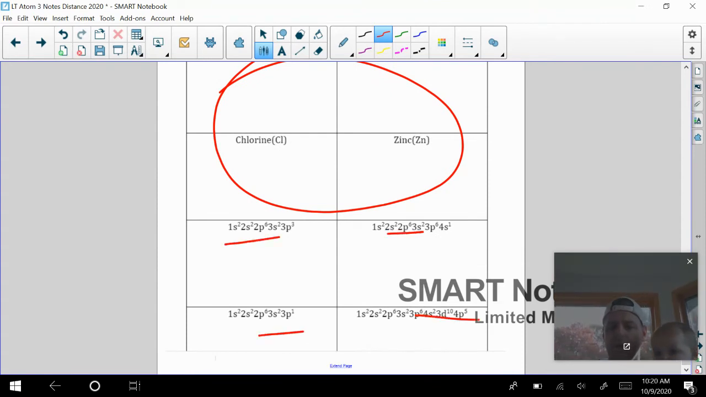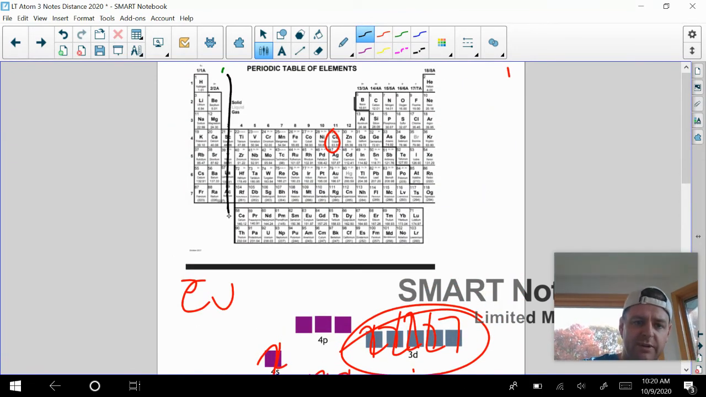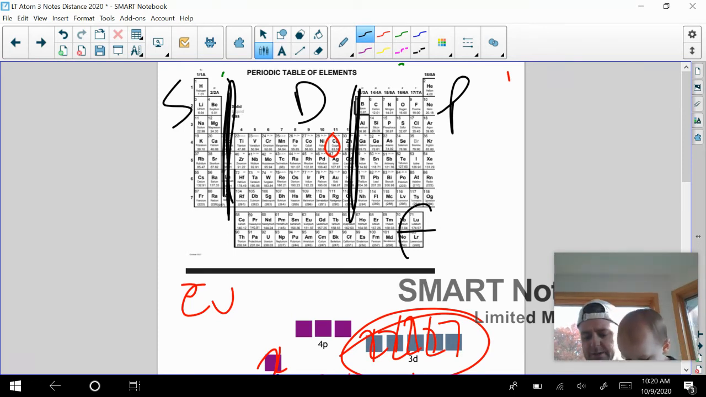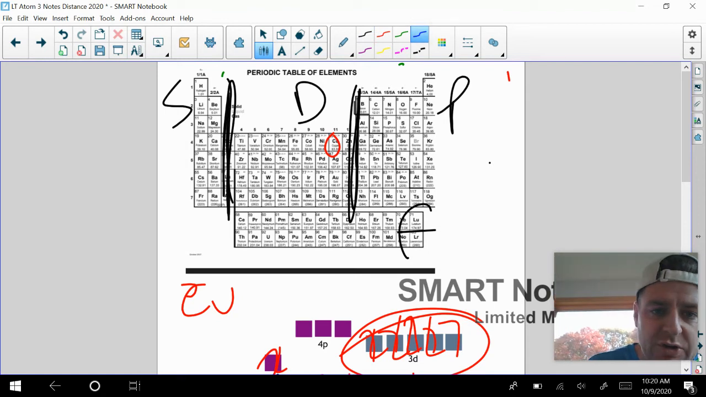Now you have to essentially find the address. There are 2 ways to do this. The first: yesterday we talked about how on this side is the S, this side is the P, and in the middle is the D. So S, P, D, and F. Now let's say you had this electron configuration.